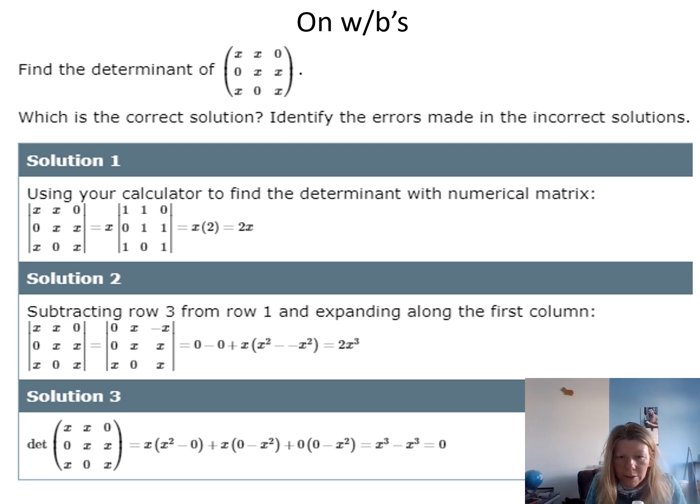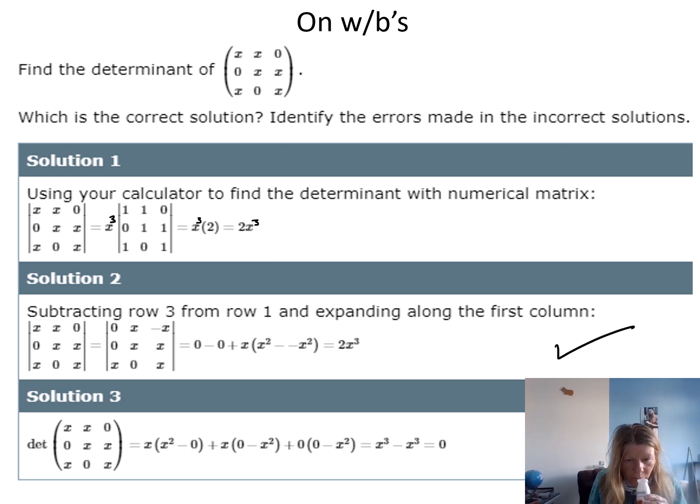Put that in. Should have been x to the 3. And so that should have been x to the 3. That should have been 2x3. That's right now. Number 2. Hopefully you found that one was correct.